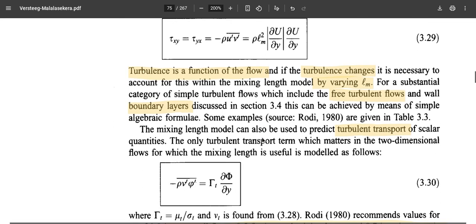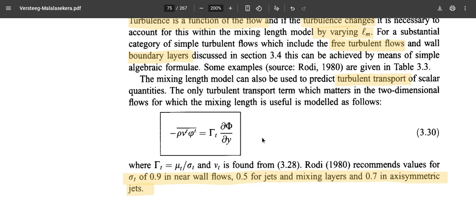Similarly, for the scalar transport equations, we have a turbulent diffusivity term which has to be modeled. We know the Prandtl number is related by these expressions. For various flows, we have some empirical constant values. For near wall flow it's 0.9, 0.5 for a jet, and 0.7 for axisymmetric flow. Using those, and the way we compute the turbulent viscosity, we can identify the turbulent diffusivity for the scalar transport equations.